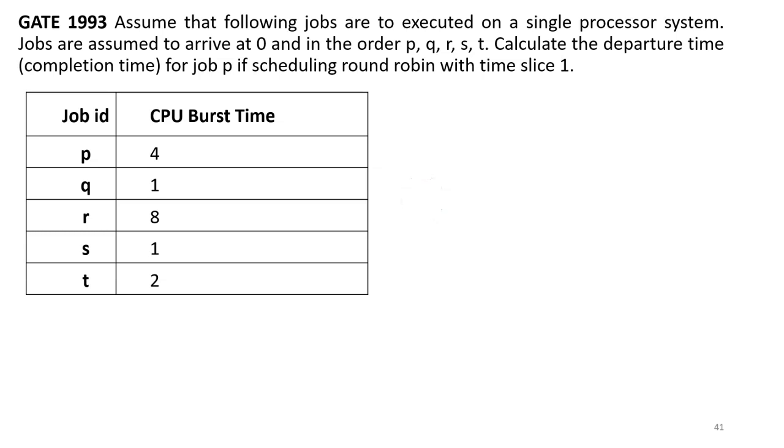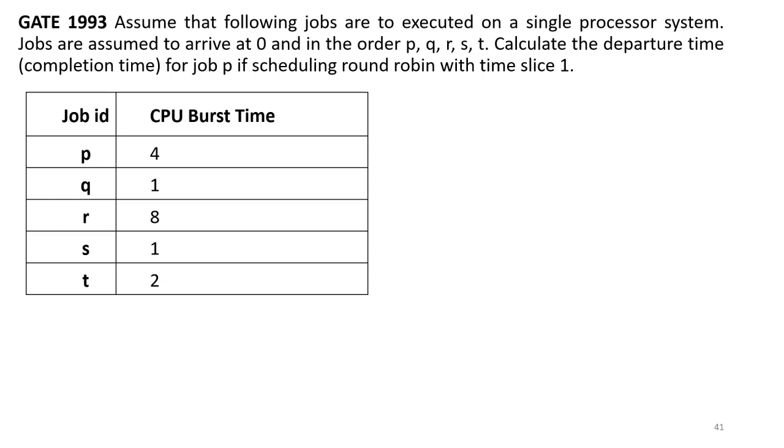Hello friends, in this video lecture we will see one problem based on CPU scheduling algorithm which was asked in GATE 1993 examination. And the problem is, assume that following jobs are to be executed on a single processor system. Jobs are assumed to arrive at zero, that is arrival time, and in the order P, Q, R, S, T.